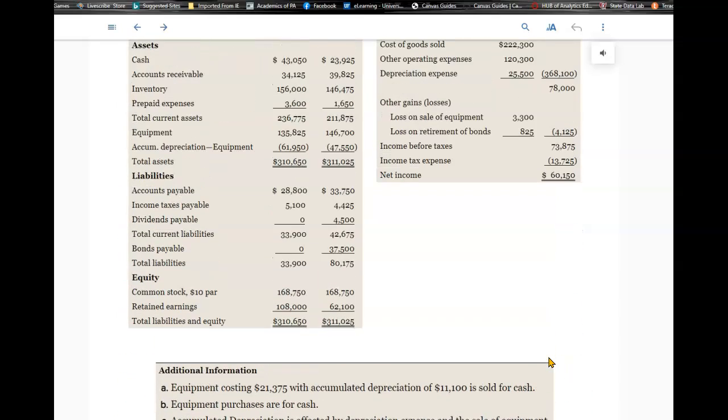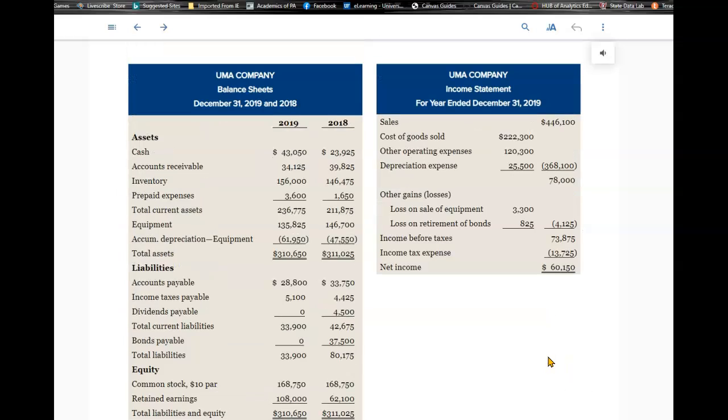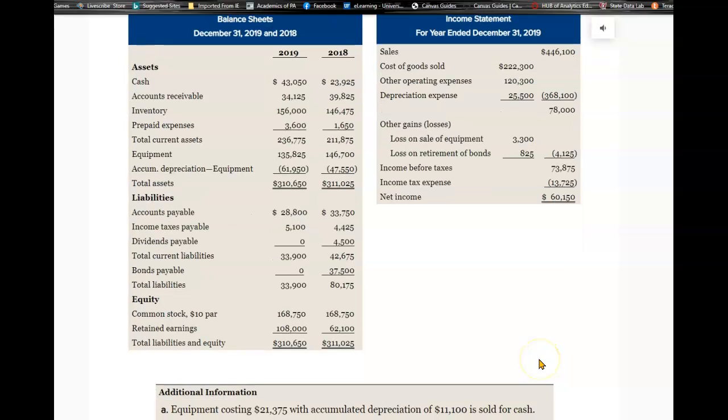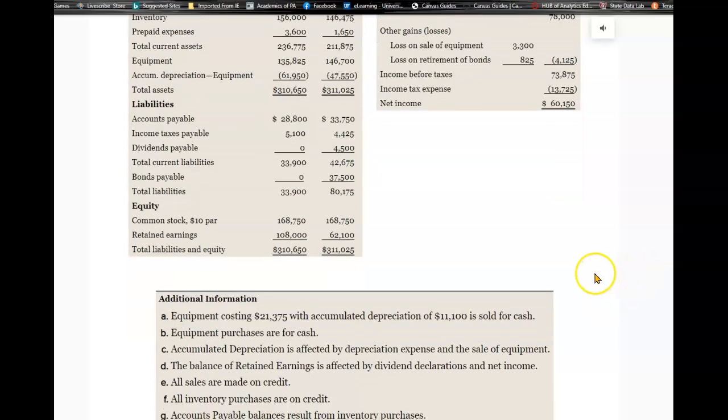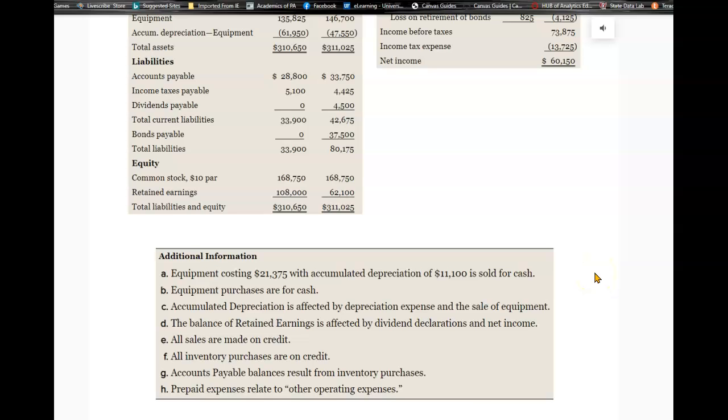So what comes next? Well, the next thing we need to look at is the investing section. So what is the cash flow from investing section? Well, we're told in the additional information that we sold a piece of equipment and it had an original cost of $21,375 with a total amount of accumulated depreciation of $11,100.